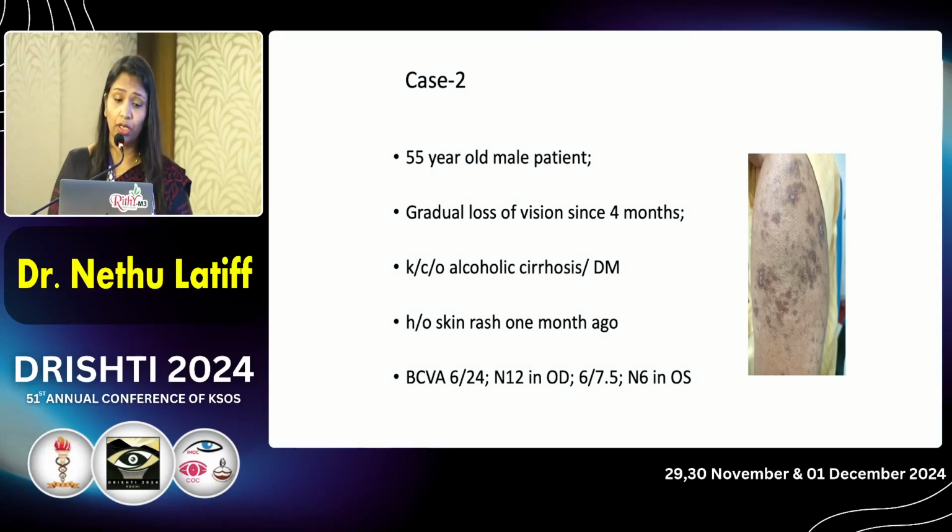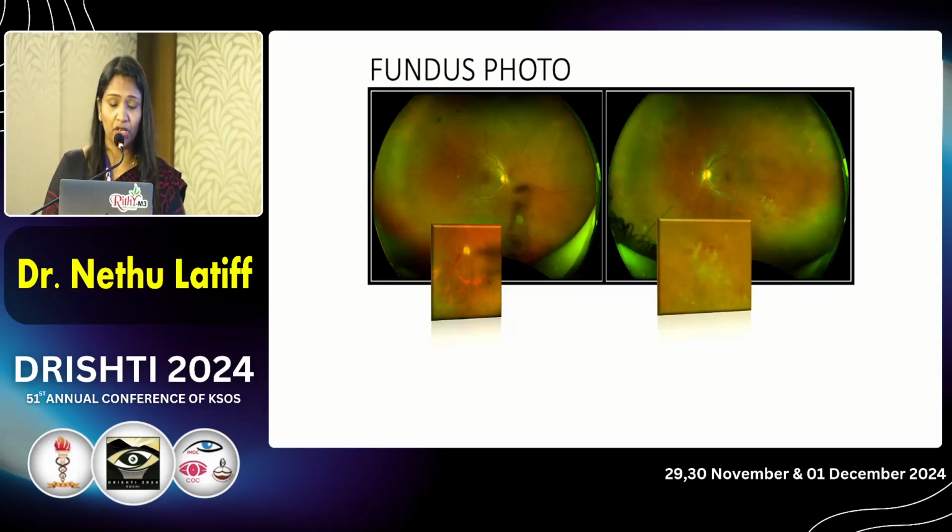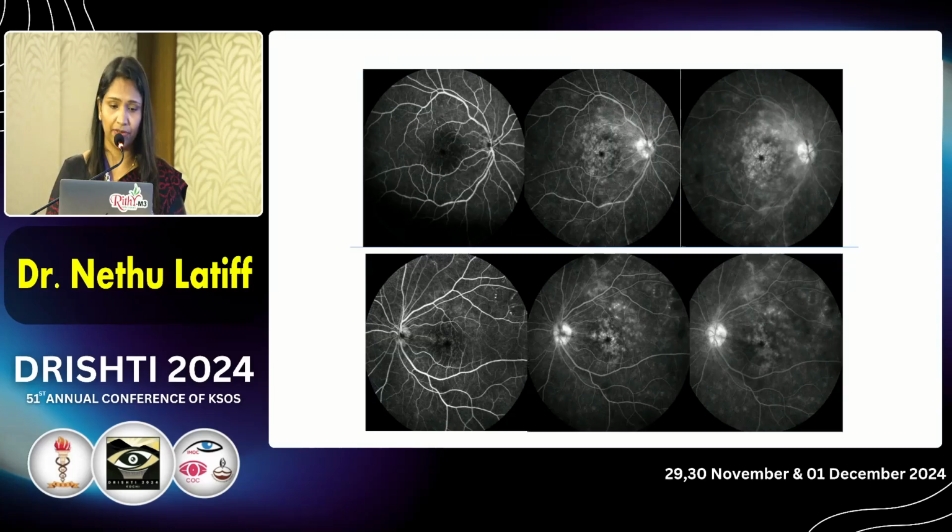Case 2, a 54-year-old male patient with gradual loss of vision since 4 months. He is a known case of alcoholic cirrhosis, diabetes mellitus, and had a history of skin rash 1 month ago on his left arm. On fundus examination, there was bilateral retinal vasculitis, and a retinitis patch inferior to the disc in the right eye, and also in the inferotemporal arcade in the left eye.